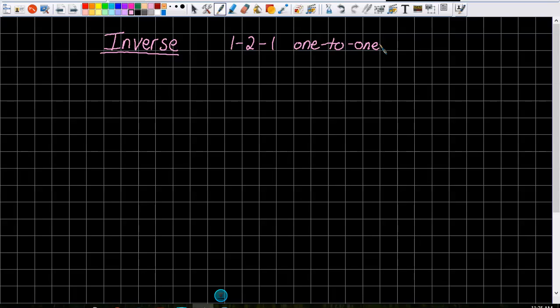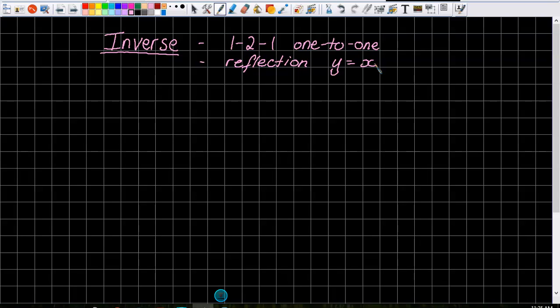Okay? What about the geometric properties? How would we find the inverse or sketch the inverse? How do we sketch an inverse function if it exists? Right, that was my hint. Reflection. So it's a reflection in the line y equals x.